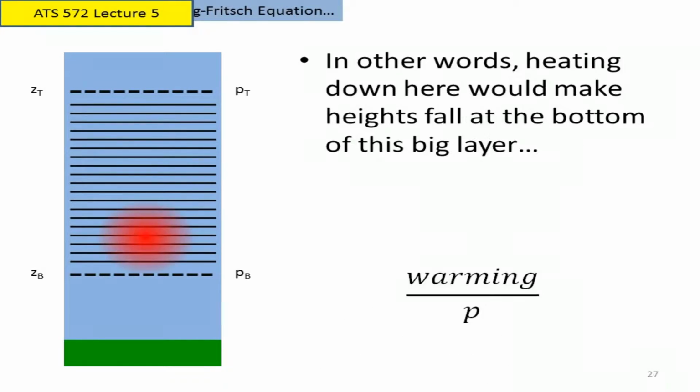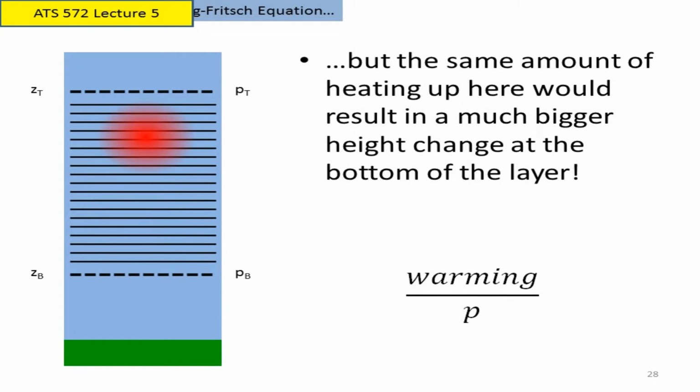So if I took some amount of heating and I applied it here on slide 27 to these lower levels of the atmosphere, they'd be dividing by a certain value of P, which is going to be a fairly big number here. It would be nowhere near as effective as if I had taken the same amount of heating and it happened up higher near the top of my lid up there, where I'm dividing by a very small number.